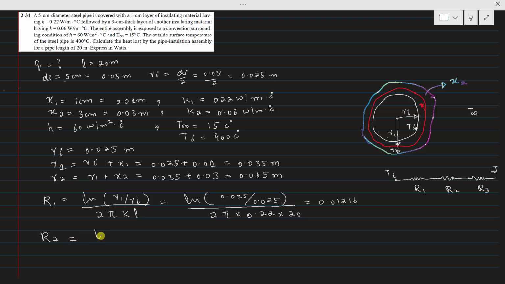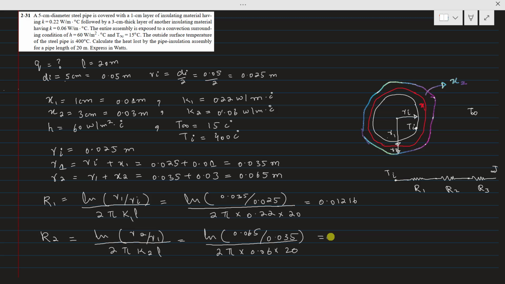The R2 value is equal to ln of R2 divided by R1, divided by 2 pi K2 L. So here it is ln of R2, that is 0.065, divided by 0.035, divided by 2 pi multiplied by K2, that is 0.06, multiplied by 20. You will get the answer after simplification, that is 0.0821.